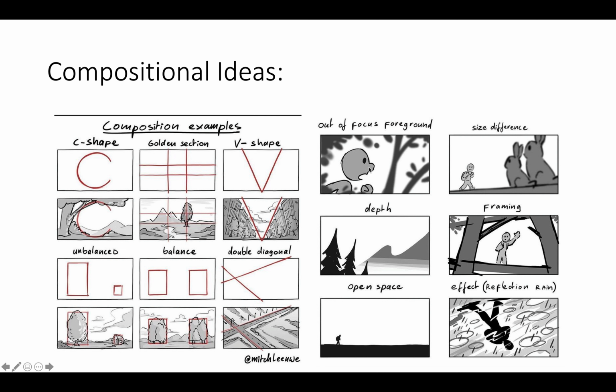We have depth, so this can be created with depth of field, which is basically opening your aperture up wide or using longer focal lengths. Open space, again referring to negative space. And then we have, again, frame within a frame here. So lots of really nice ideas there.